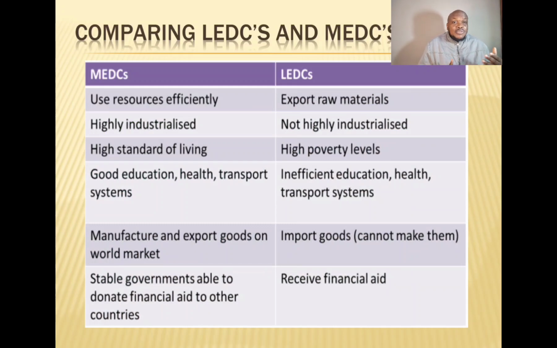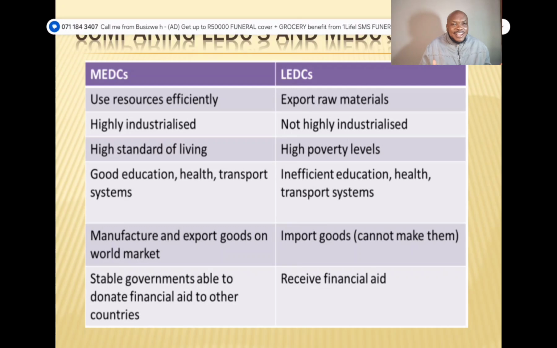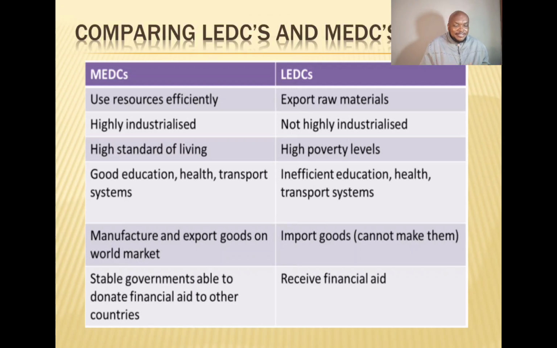And then when it comes to the less economically developed countries, there's a high rate of unemployment, there are high poverty levels because people are poor, they cannot afford. Education is inefficient as well, and when it comes to health, the situation is very bad. They don't even afford proper healthcare facilities as well.